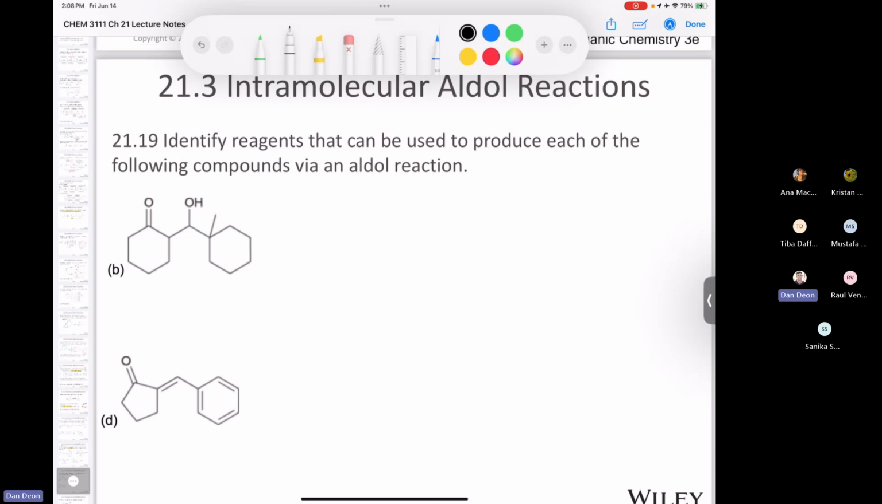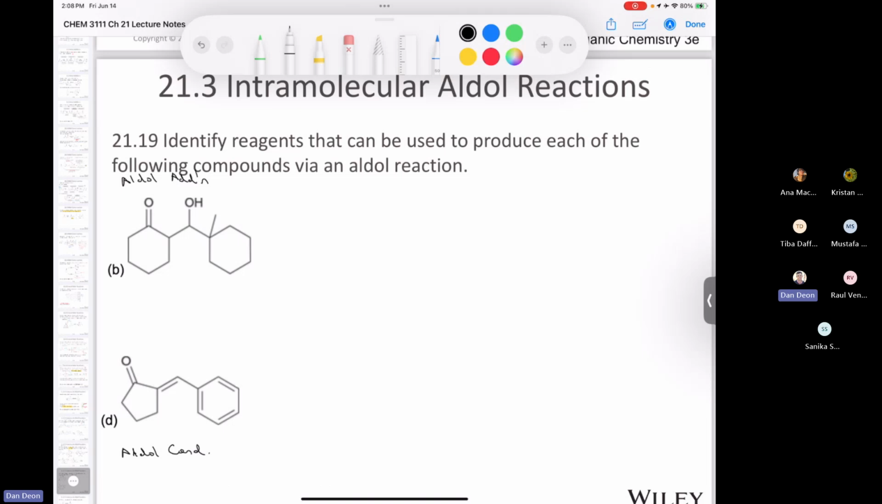And it just says identify the reagents that could be used to produce each of the following reactions. So you can see the first one is an aldol addition because we have a beta hydroxy ketone. And this one is an aldol condensation. And we can see that because we have an alpha beta unsaturated ketone.